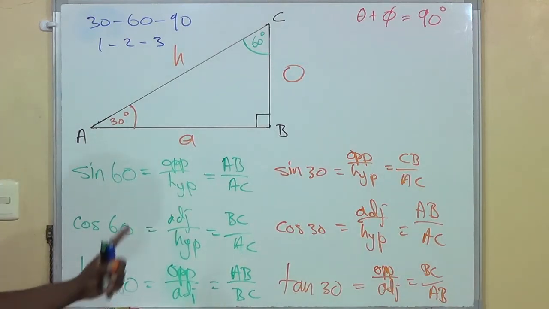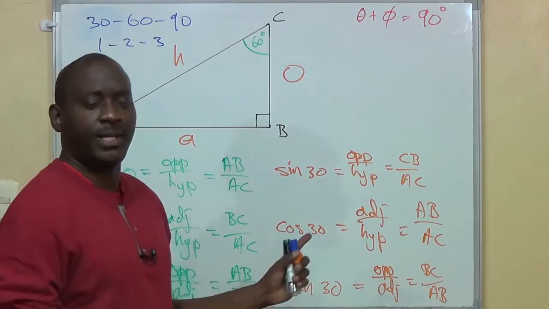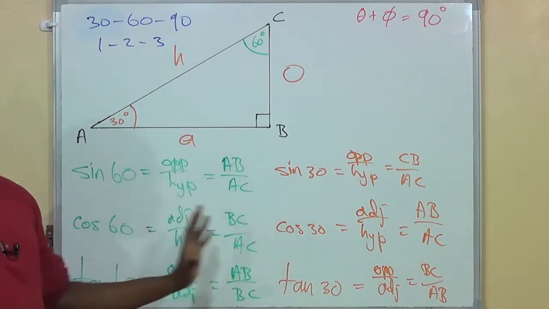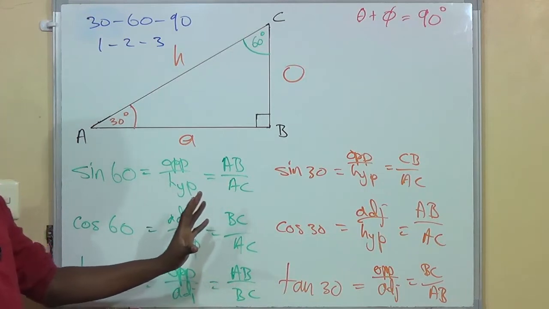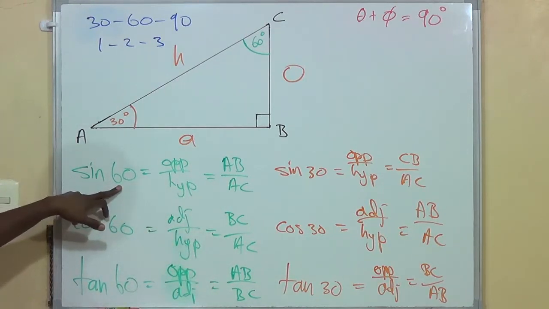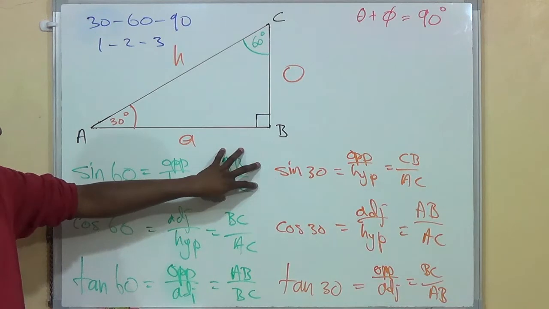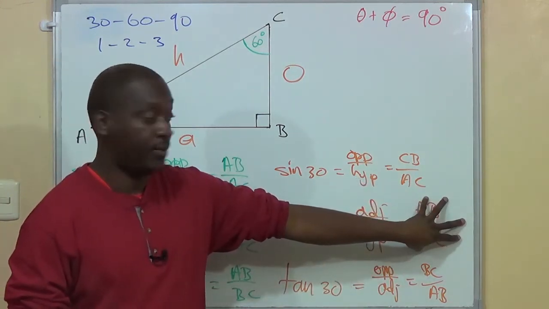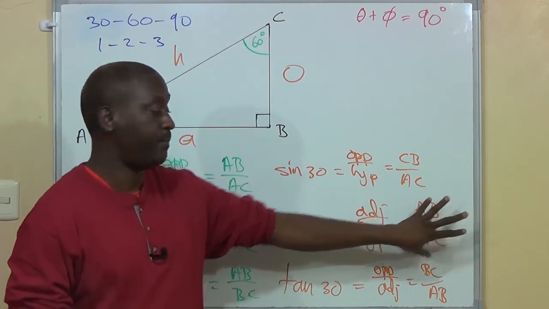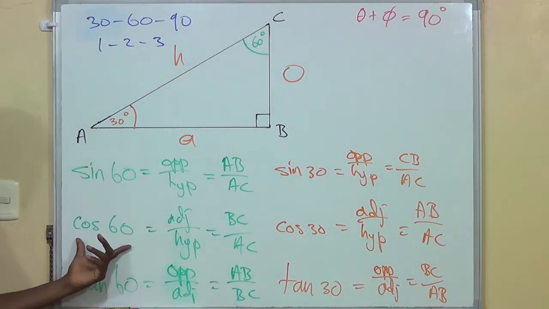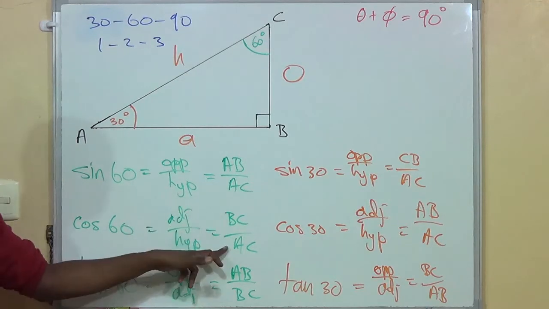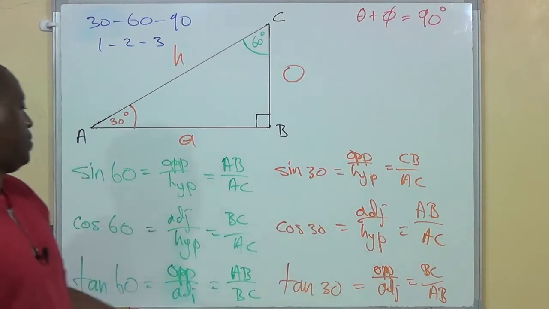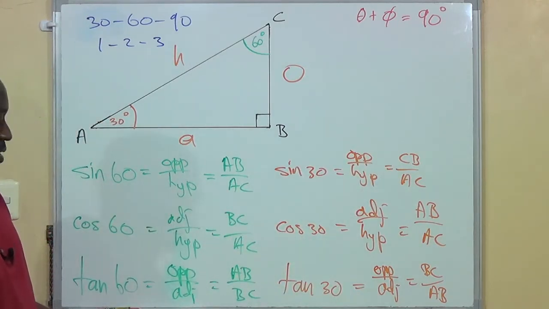Now, why am I doing this? I'm doing this to make a point. The point I'm going to make is that if you look at these 6 ratios that we have here, you would see that the sine of 60 is AB over AC, and the cosine of 30 is also AB over AC. You look at the cosine of 60. The cosine of 60 is BC over AC. The sine of 30 is the same. Well, I have it as CB. It's supposed to be BC, right?